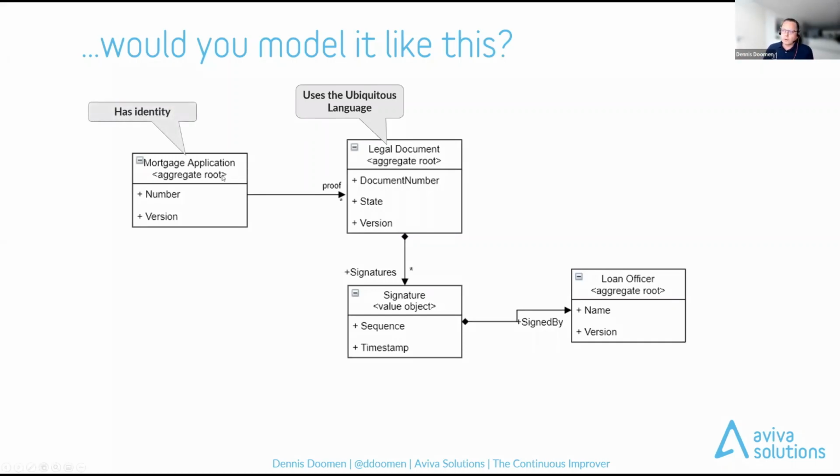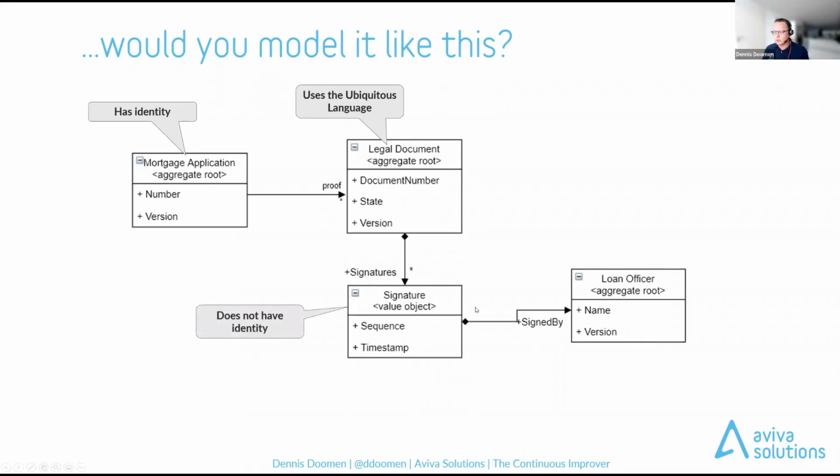You also see an aggregate root. What's specific about this is what we call an entity. An aggregate root is basically the entity that provides the entry into a bunch of entities that live together. We'll revisit this topic in a later set of slides. But a mortgage application has an identity. You can refer to the application by its ID or number, whichever it means.